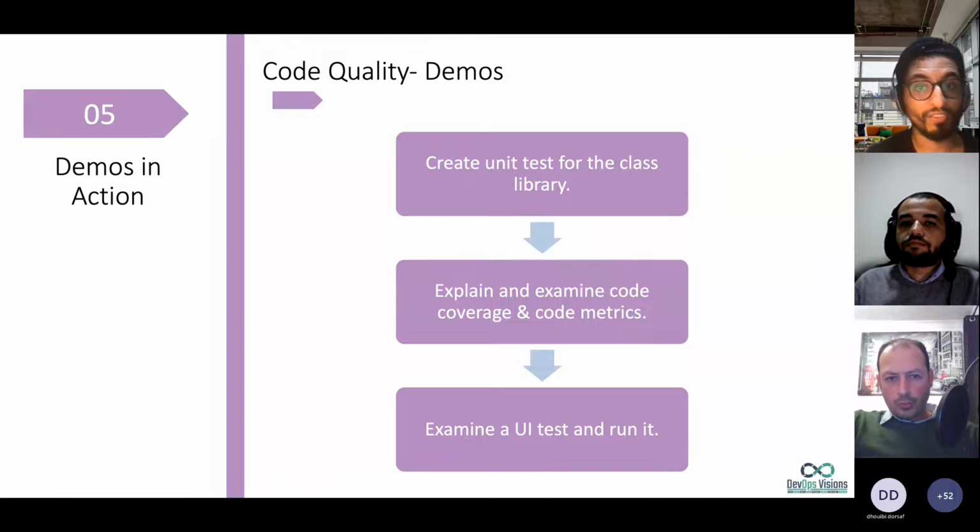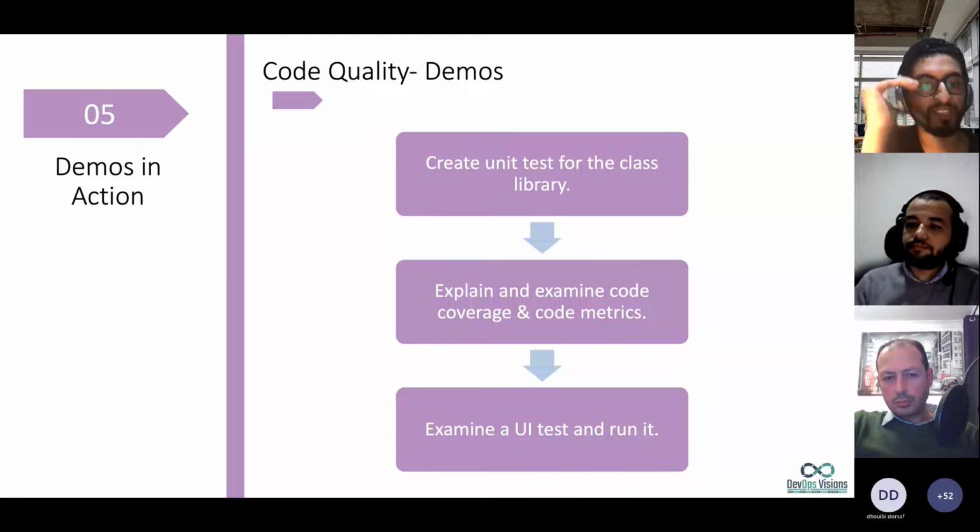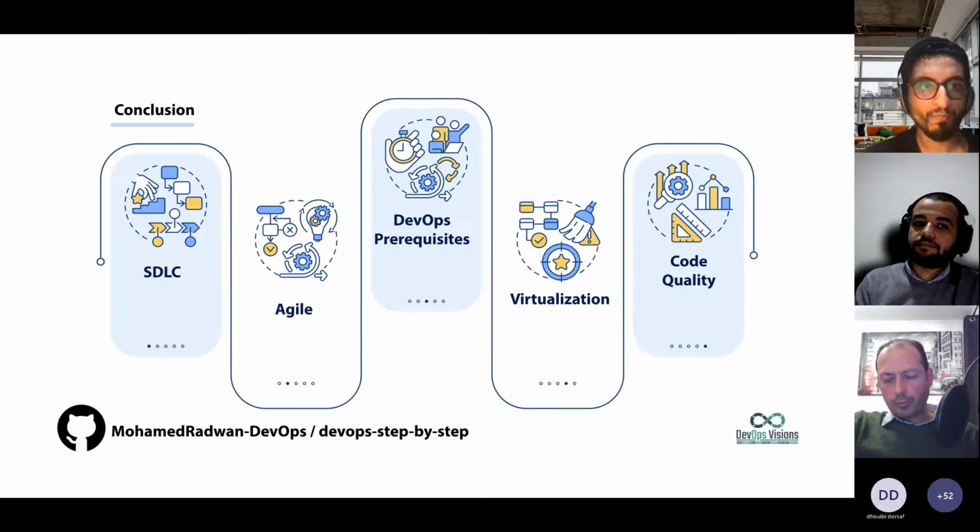Moving to the demos, we will have three important demos. You will create unit tests for the class library that you already created, and take care that the demos are put in sequence. So they depend on each other, so don't skip any of them. Then you will explain and examine the code coverage and code metrics. And also we have another demo which is related to the UI test, and you will run it.